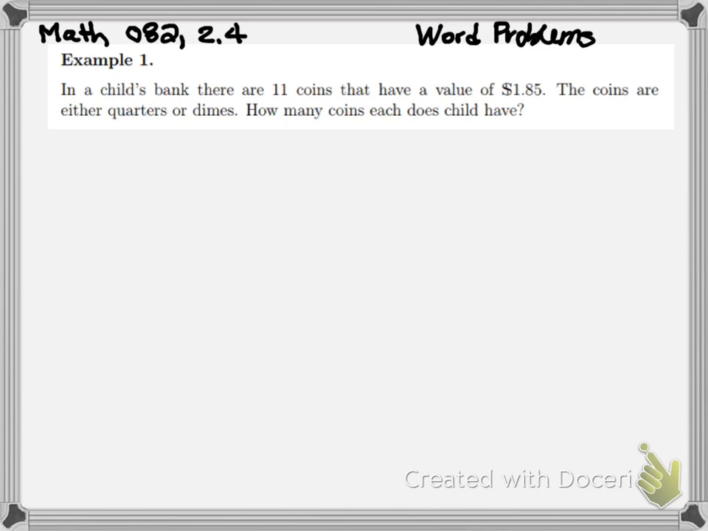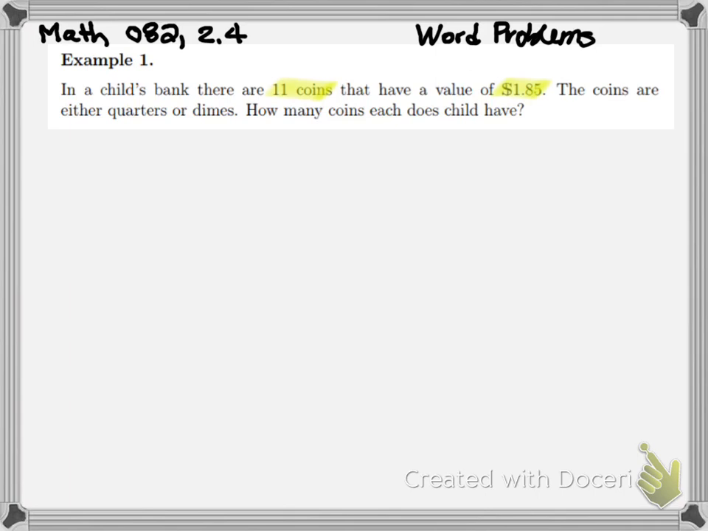So the first strategy I always use whenever I'm having to do word problems is that I go through the problem and I read through it and I try to highlight, circle, or underline anything that looks important, which is kind of shorthand for saying anything that is a number, right? So we have 11 coins, right? And we know that 11 coins together have a value of $1.85. Okay, so those are all the numbers that I see.